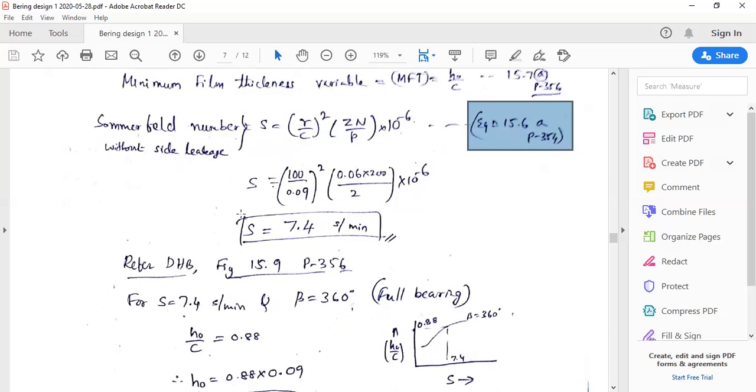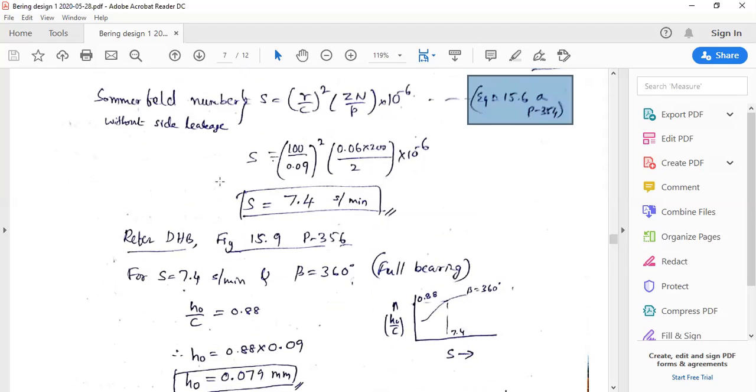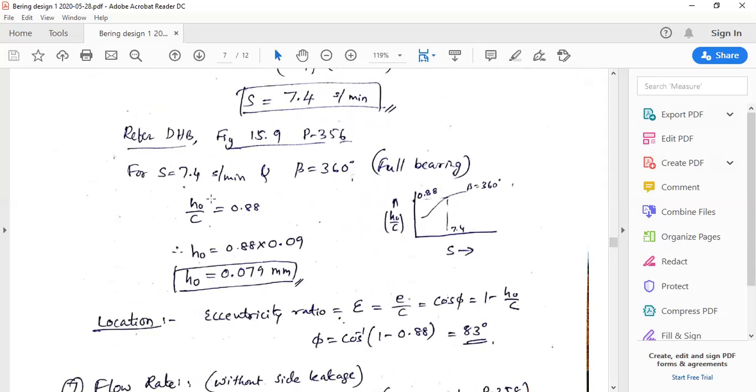So the value of S obtained here is 7.4. R is 100 mm and C is 0.09, whole square. Z is 0.06, N is 200 RPM, divided by pressure, which is 2. So 7.4 is obtained, that is the Sommerfeld number. Once you calculate the Sommerfeld number, it will be used in 2 steps. So this is one of the steps.